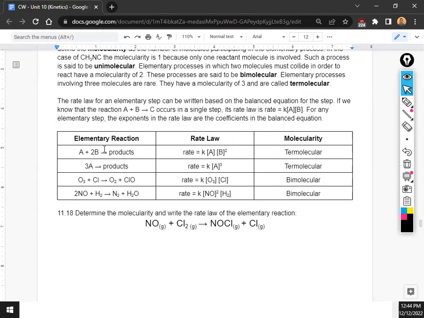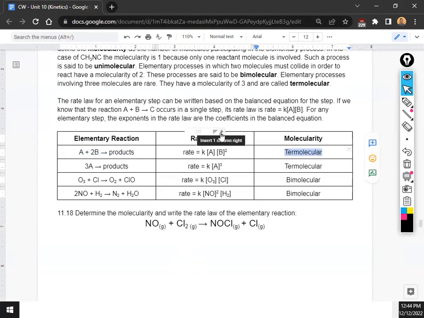Of what is it? The elementary reaction with the rate law and the molecularity. Okay. So in this reaction, if you notice, there are 1, 2, and 3 reactants, right? There's 1 A and 2 Bs. Now, since there are 3 different molecules, even though there are 2 Bs, there are still 3 separate molecules that have to react at the same time. This is a termolecular step. Okay, does that make sense?